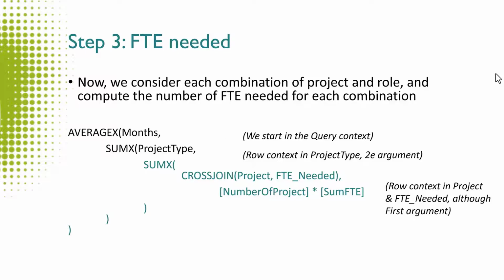No, we're still in a second argument of a SUMX, so this row context in project and project needed in the first argument is a row context. A number of projects times my sum FTAs is of course a row context.